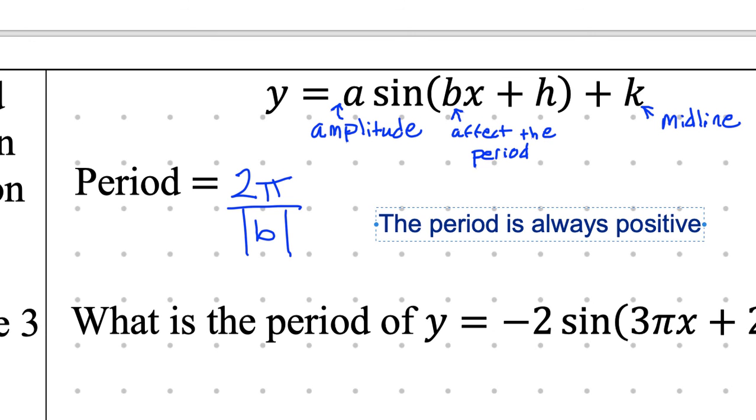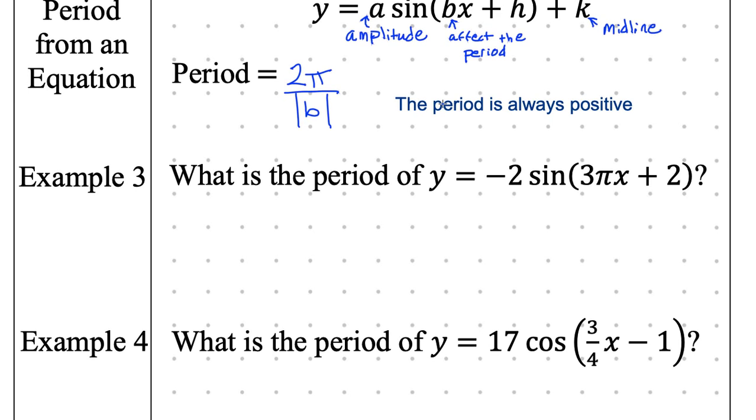The period is always positive, and we have that in our formula by having the absolute value of B. Just one formula, 2 pi divided by whatever that letter is, and you're done. All right, three more examples, 3, 4, and 5, and we're done with the notes.